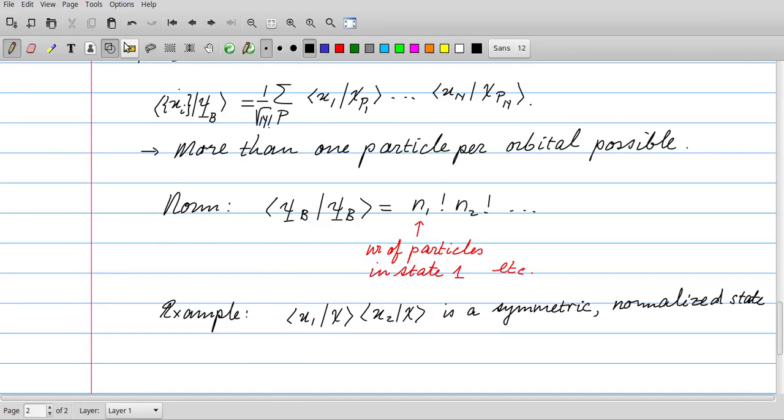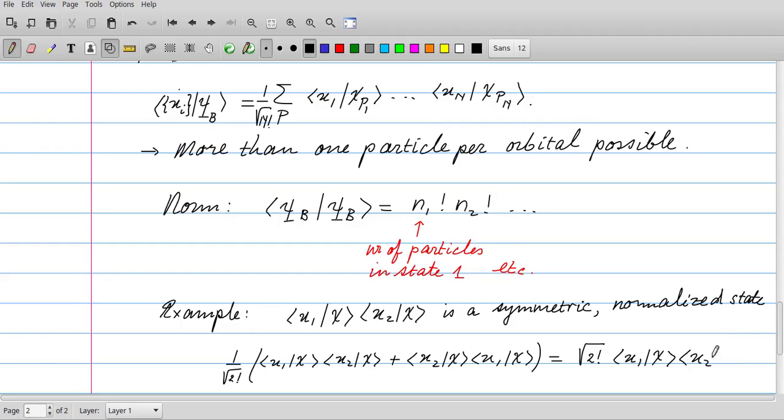We have an x1 in chi. Obviously there should be a 1 over square root of 2 factorial in front, and we have x2 also in state chi, but we should have another term in which 1 and 2 are permuted because we sum over all the permutations. x2 chi, x1 chi, and we see that both terms are the same. So we have a square root of 2 factorial and then x1 chi, x2 chi. And that's precisely what this formula says too, because this is the norm squared, and so in that case we would just have the square root of 2 factorial squared, which gives me 2 factorial.